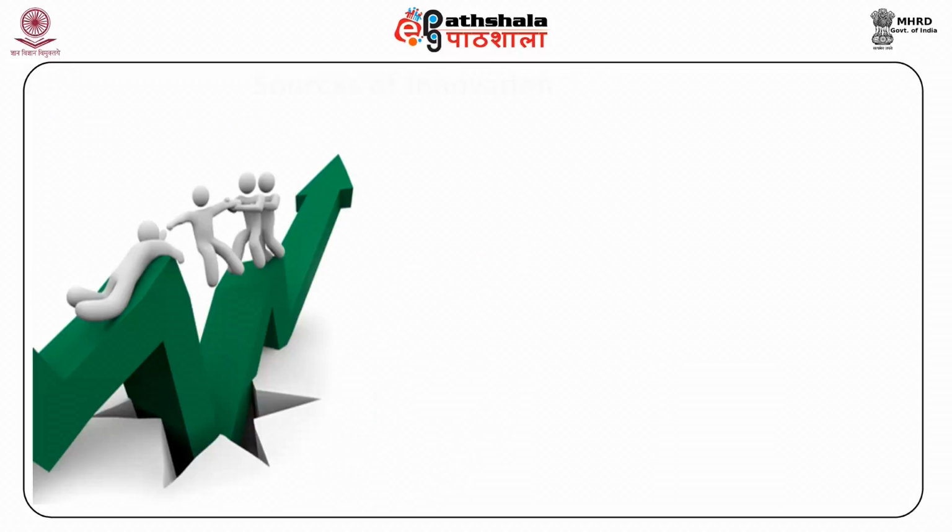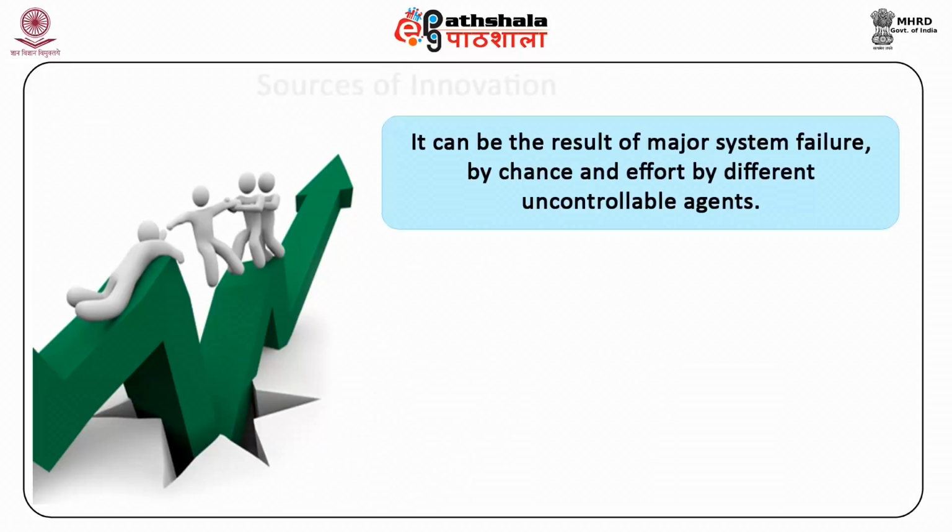There are many sources of innovation. It can be the result of a major system failure, by chance, and effort by different uncontrollable agents. It can be sourced from external market triggers or from within the company. According to Peter F. Drucker, the general sources of innovation are changes in market structure, industry structure, local and global demographics, human perception, mood and meaning, and in the amount of already available scientific knowledge, etc.